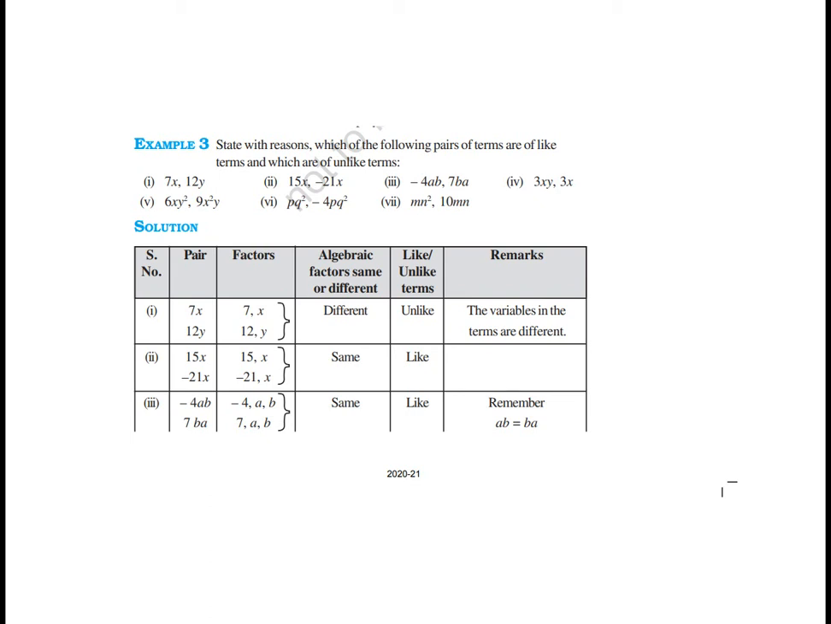So 7x and 12y are a pair of terms which are like or unlike here. So 7x and 12y, they are unlike. Second is 15x and minus 21x. They are like. Why? Because उनका variable part is same. First में 7x and 12y में variable part was not same, so they were unlike terms. Second में 15x and minus 21x, here the variable part is same, so they are called like terms.